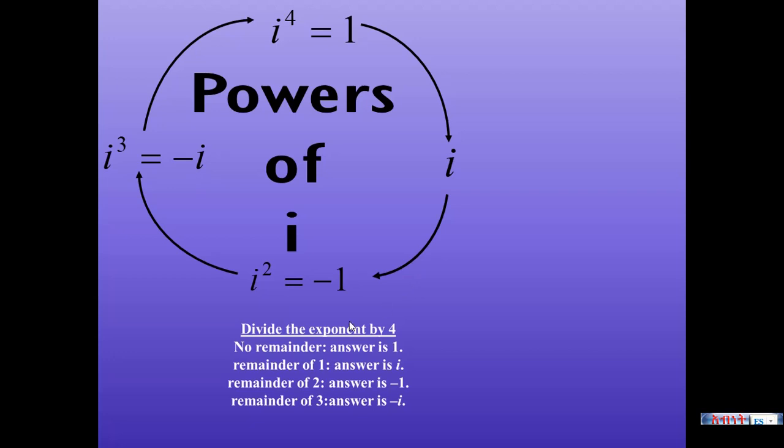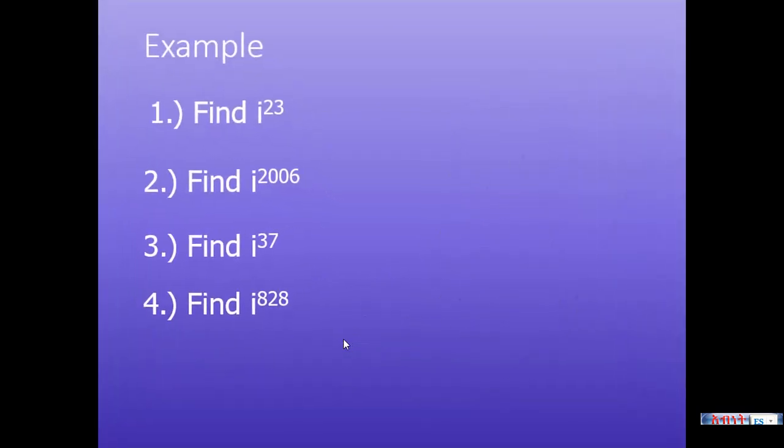The same is true: if the remainder is 1, it will be equal to i to the power of 1. If the remainder is 2, it will be equal to i to the power of 2, which is minus 1. By the way, if we divide a number by 4, the remainder will be 0, 1, 2, or 3. So, for example, let us take this one.